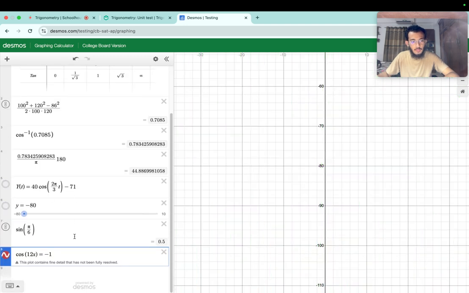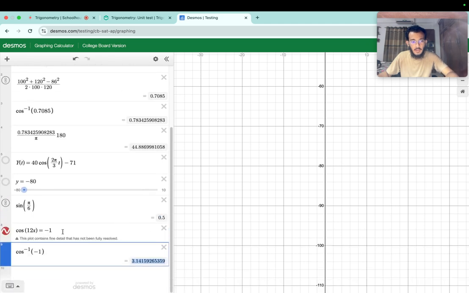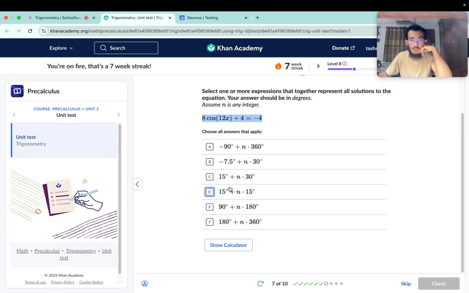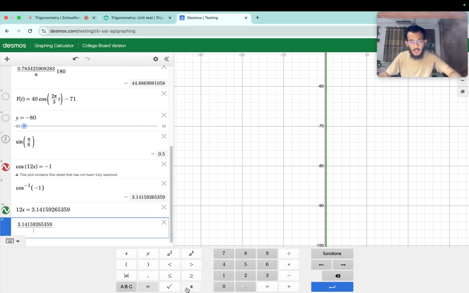I want to get rid of those. So now we can find cos inverse of negative 1, which is 3 point something, pi. Now we know that 12x is equal to this. Okay. Now they told us to find it in degrees. Okay, fine. So we have to convert this to degrees by dividing by pi and multiplying by 180. So it's 180 degrees.